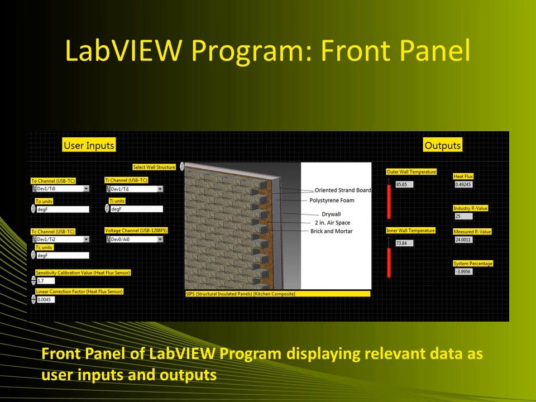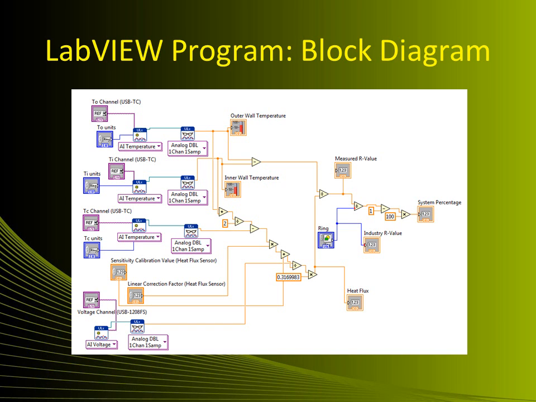Other inputs required by the user are the channel selections, units, and specific sensor values for the temperature and voltage devices. The user then clicks Run in LabVIEW, and the following outputs are given: heat flux, industry R value, measured R value, thermometer indicators of the inner and outer walls, and finally the system percentage. This value shows how much over or under the R value is from its industry counterpart. This is the block diagram of the LabVIEW program. This is how the program receives data from the selected DAC channels and how it calculates the necessary values.